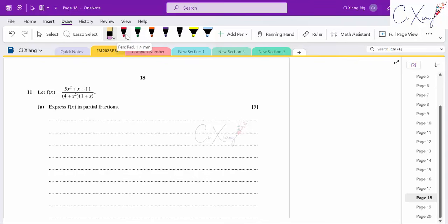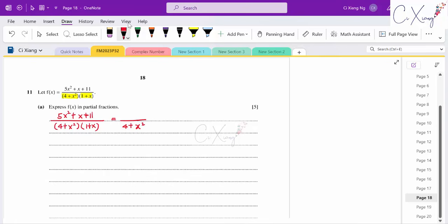If we have a look at the factors of the denominator, we are having the quadratic factor 4 plus x squared and also a linear factor. Therefore, when I want to separate into partial fractions, this is what we have. This is originally what we have in the question, and I want to separate it into partial fractions. The first partial fraction should be with the quadratic factor 4 plus x squared.